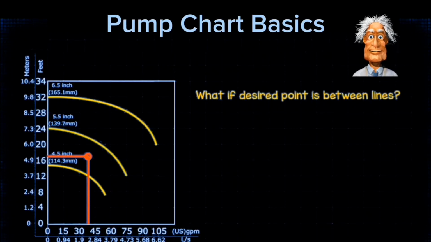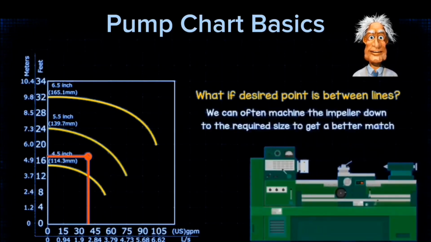In some instances, our required flow rate and head pressure might fall between the two impeller diameter lines. In such cases, we can often machine the impeller down to the required size to get a better match. You should ask the pump manufacturer or a pump specialist to carry out this service. The performance of the pump then needs to be calculated.